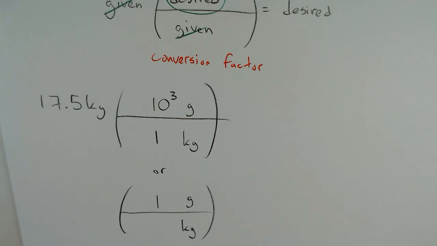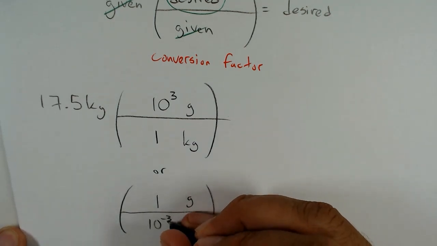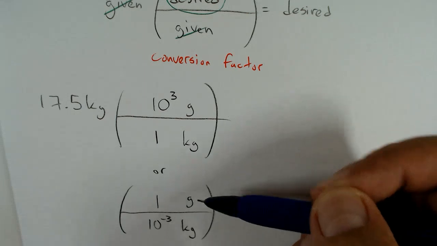So I want to put it as a 10 to the something. What do you guys think? Is it to the third? 10 to the minus 3. Yep, 10 to the minus 3. So what I did here is I used the inverse property to do that.